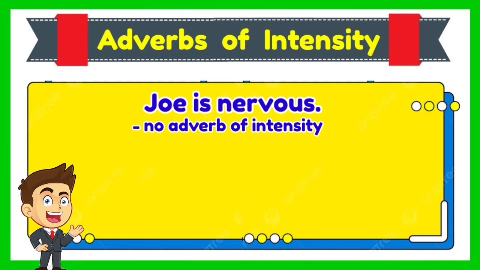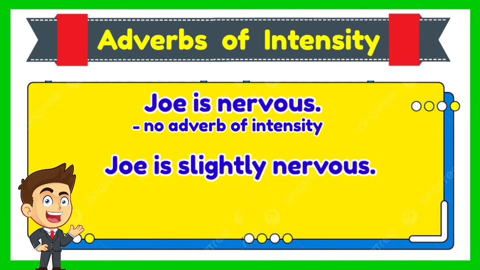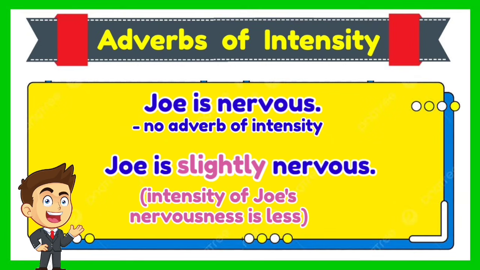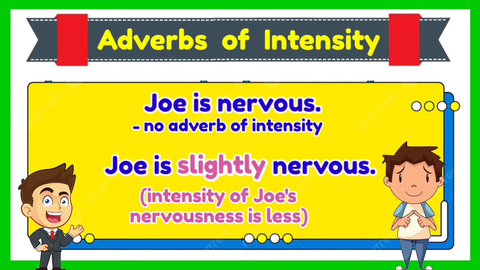Let us add another adverb of intensity to it. Joe is slightly nervous. The adverb of intensity used here is slightly. With the help of this adverb, we can say that the intensity of Joe's nervousness is less and does not affect his feelings much. Right? And again, it modifies the adjective nervous.